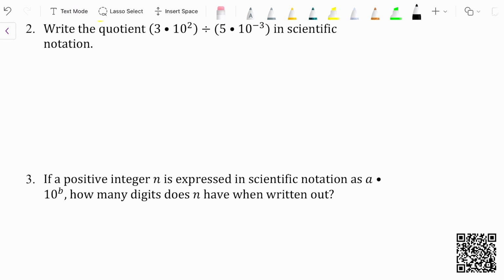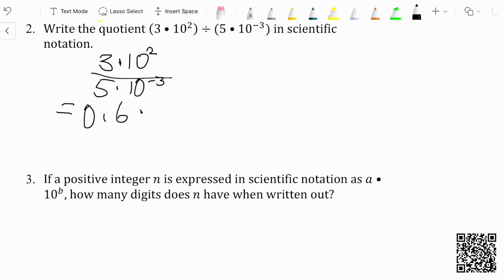Write the quotient of 3 times 10 to the power of 2 divided by 5 times 10 to the power of negative 3 in scientific notation. This is the same idea. We will put this into fractions to make solving easier. So, 3 divided by 5 is 0.6.